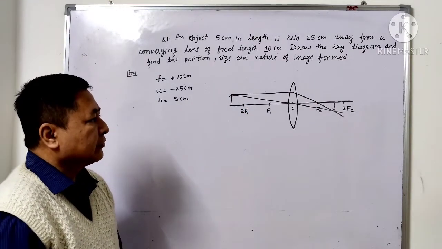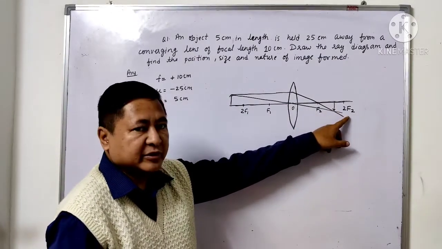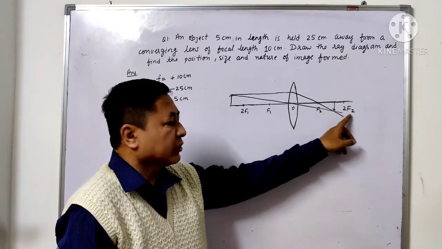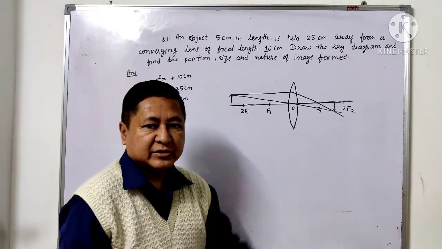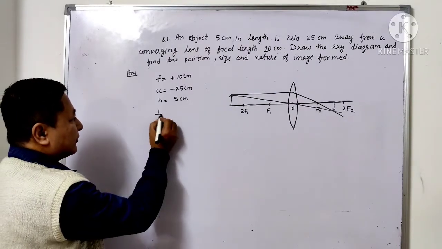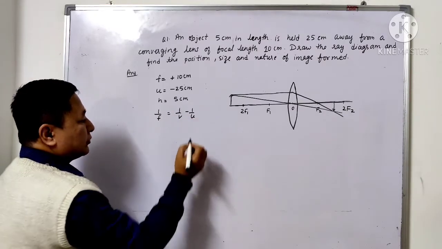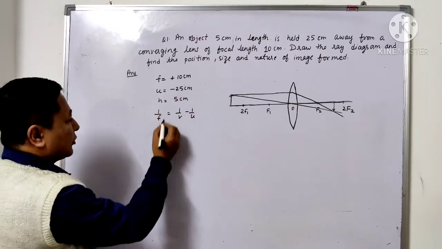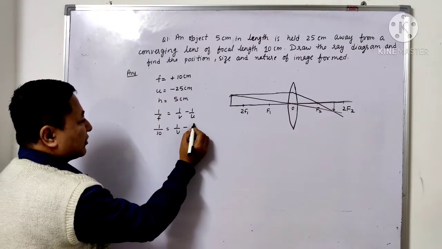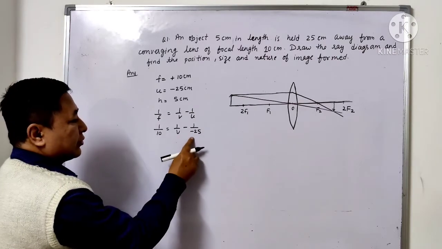Now you can see that the image is forming between F2 and 2F2. That means the image will be formed between 10 to 20 centimeter. That we'll see when we solve it. Now the lens formula is 1 upon f is equal to 1 upon v minus 1 upon u. So we'll put the values: 1 upon 10 is equal to 1 upon v minus of minus 25. So this will become positive.